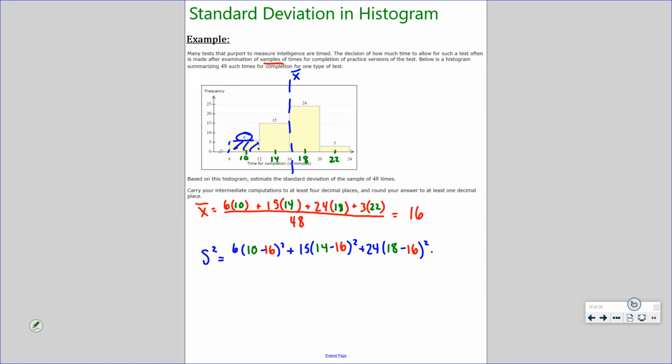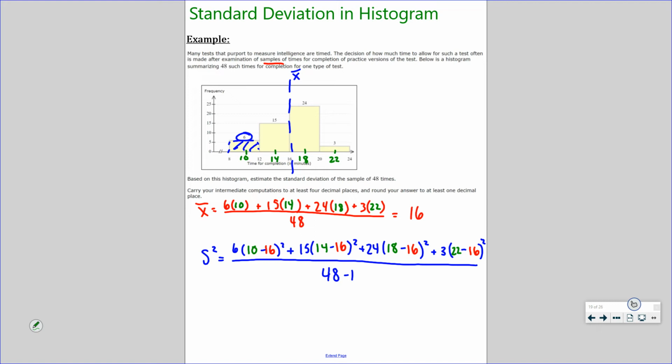All right, last one. 22 minus 16. Oh, sorry, not 3, 22. Oof, you almost put that in the wrong spot. How far does 22 deviate from our mean? And we have 3 of those. All right, I'm not going to divide this by 48. I'm going to divide it by 48 minus 1 because it's talking about a population.